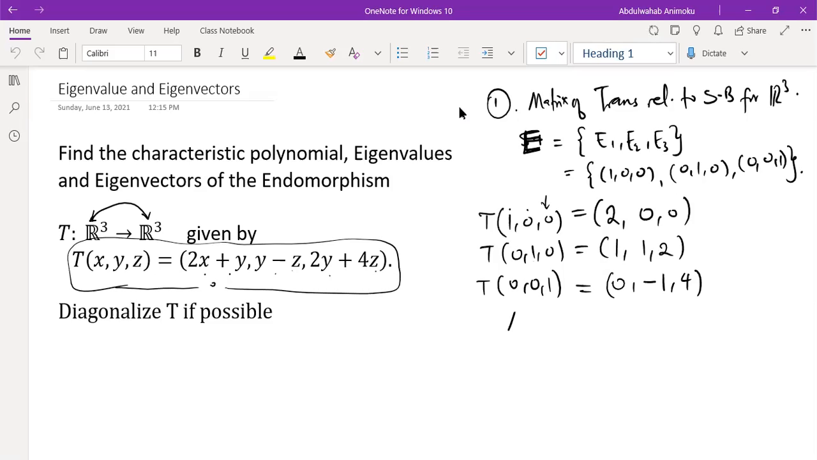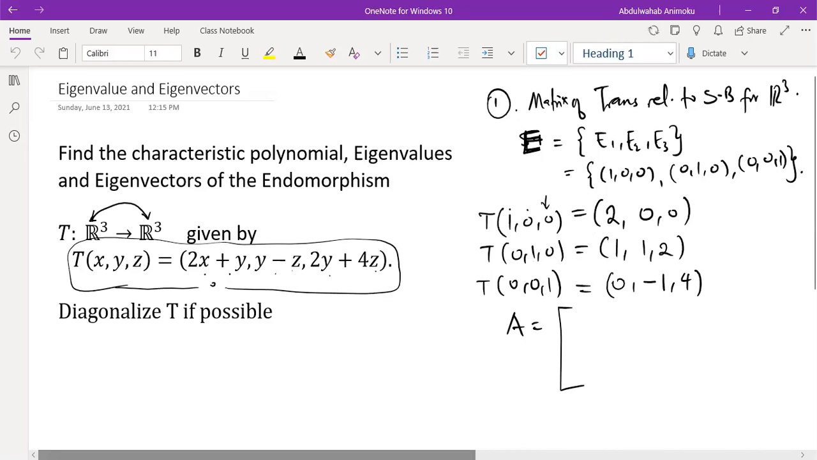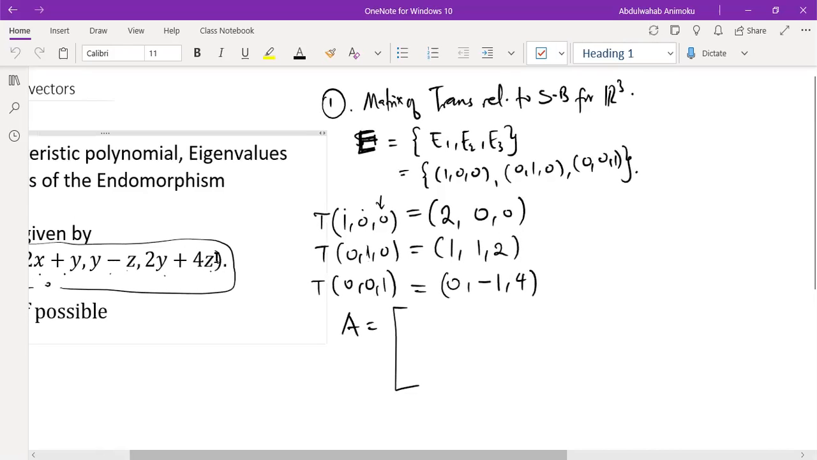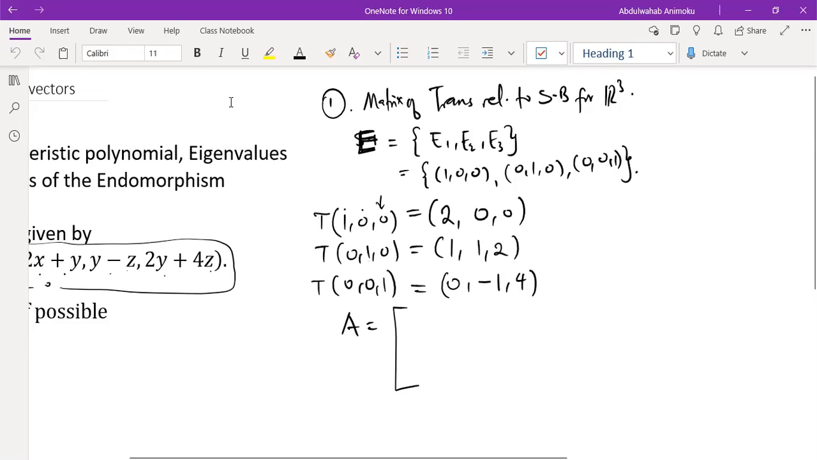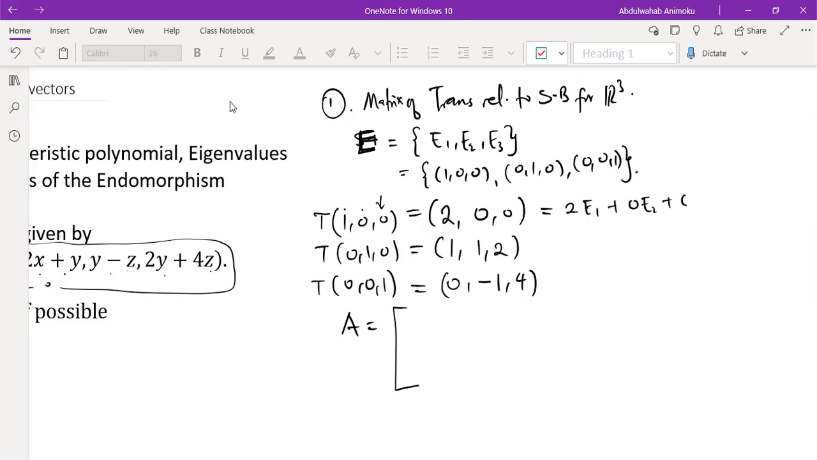Now that you have this, the matrix of transformation is quite easy. Because we're using the standard basis, it's quite easy to write. Like I said, I'll also be making videos on other examples where it's not so straightforward. So this can be written as 2e1, 0e2, and 0e3. The same thing here, 1e1 plus 1e2 plus 2e3. And the last one, 0e1 minus 1e2 plus 4e3.